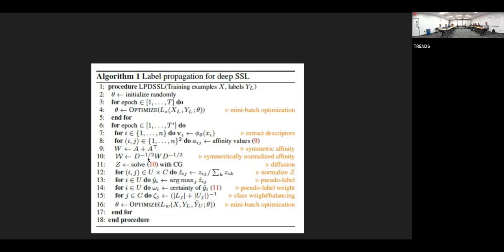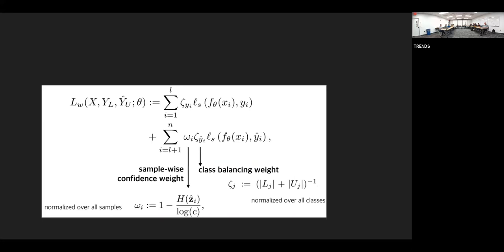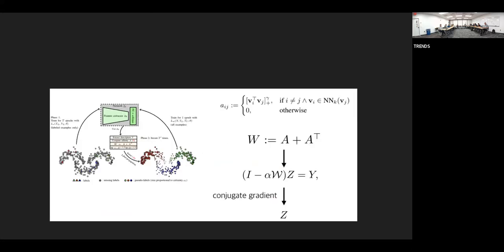So there are three equations that this algorithm references: 9, 10, and 11. Do you have them on the next slide? Yeah, maybe she has them on the next slide. Do you have 10, 11 here? Yeah, 10 is I minus alpha omega.